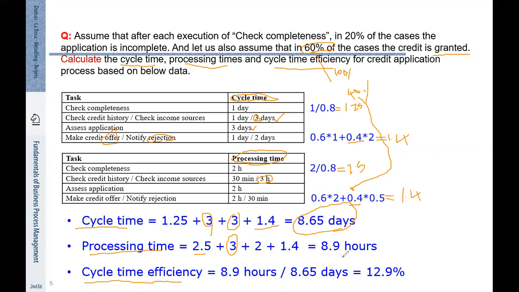Okay, and here the result is 8.9 hours. The result will be in hours here, and this result will be in days. This is the days, and this is the hours. So how about the cycle time efficiency? You have to divide with this, hours per day. So divide the hours first, 8.9 divided by 8.65 days. The answer is going to be the percentage, 12.9%. So this is the thing.